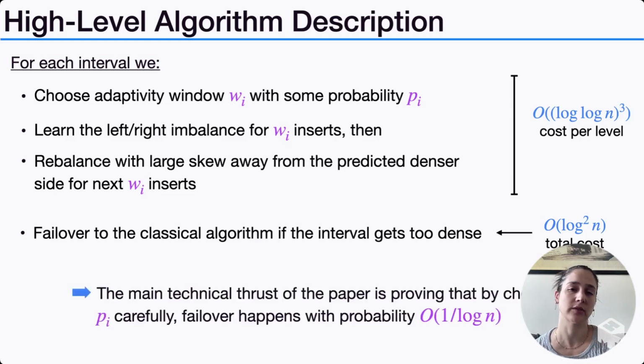So the main technical thrust of the paper is proving that we don't get into this second failover case too much. So specifically, that intervals only get too dense with probability at most 1 over log n. And there's a lot of technical details that go into both how we set up the distribution and the concentration bounds that we use to prove this lemma. So I would refer you to the paper if you're interested in more details about that.